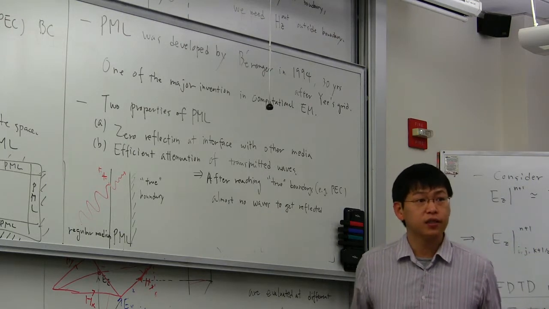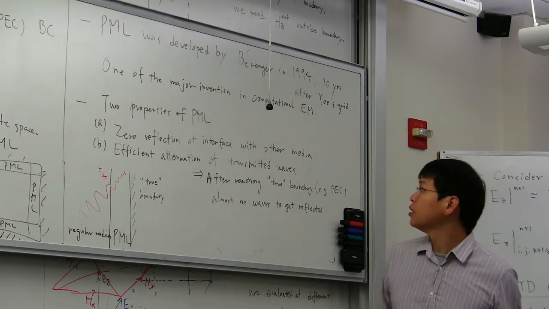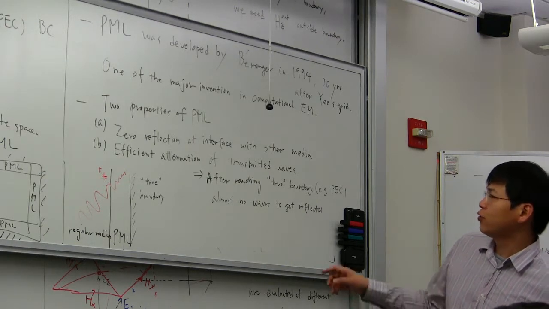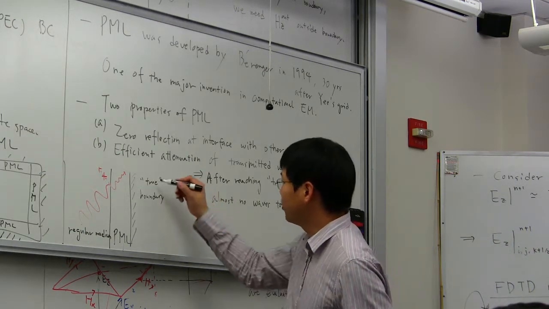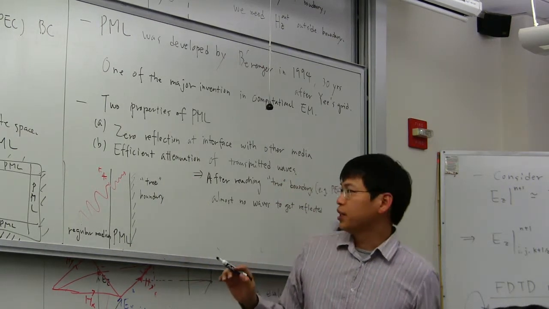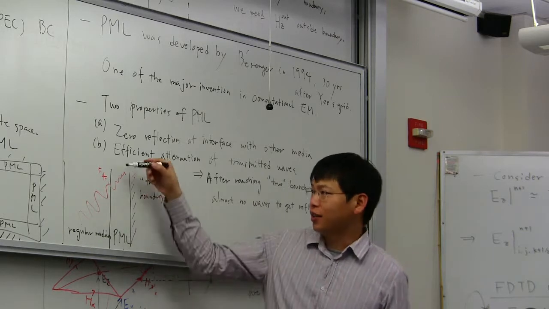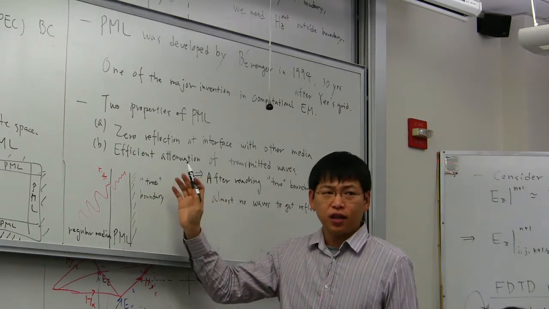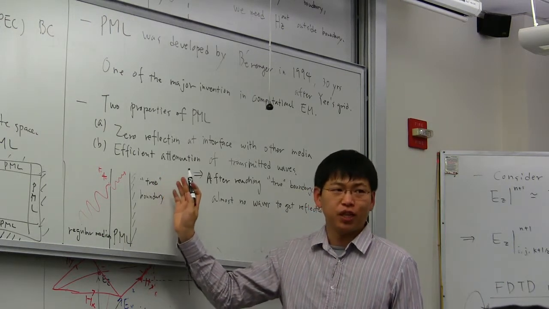So, what does a true boundary represent? Which boundary? The true boundary. Once you put the PML, this PML interface looks like a boundary, but there's a true boundary within the PML.